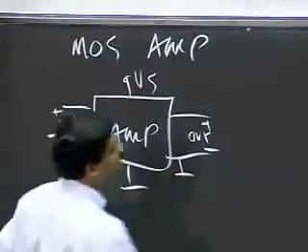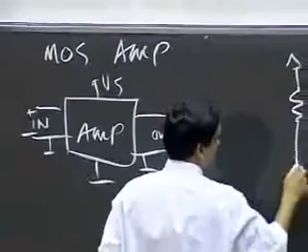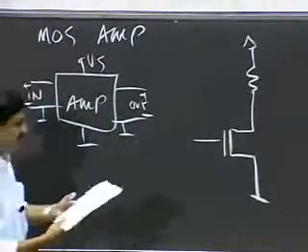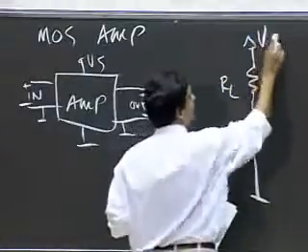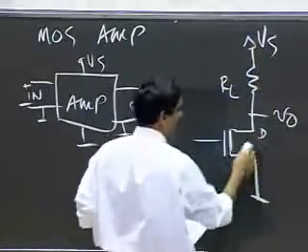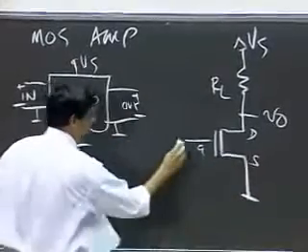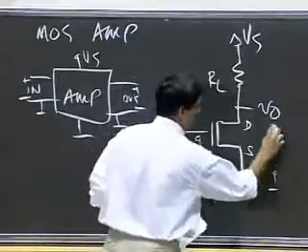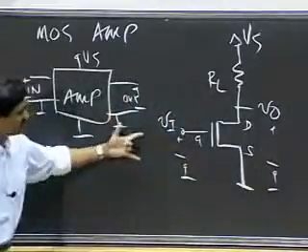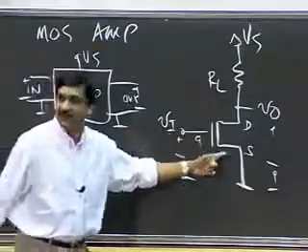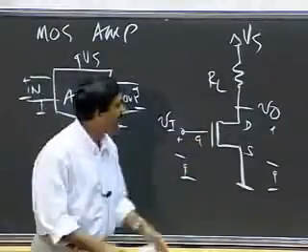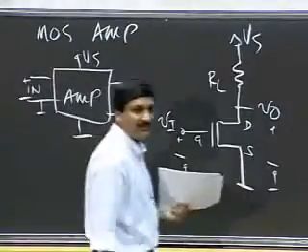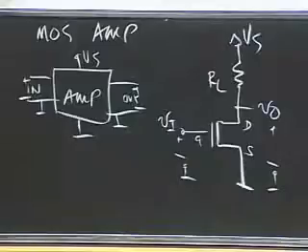Let me redraw the circuit, putting a MOSFET in place of the current source. RL, VS, VO, drain, gate, source, VI. So my input is VI, again the MOSFET, output is VO, and I have a resistor RL. Hey, we've seen that before.